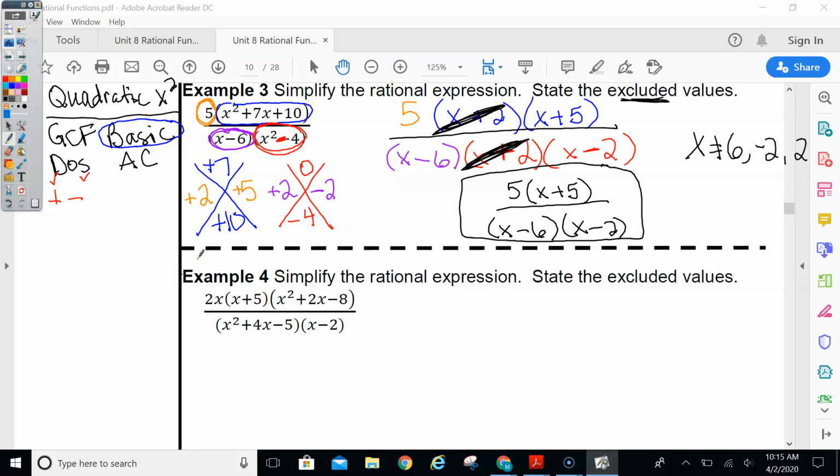Okay, so last one for simplifying. I'm going to go ahead and write this part. So if you look at the numerator, 2x doesn't have a thing to factor. So that's going to stay 2x. X plus 5 doesn't have a squared to factor. So that's going to stay x plus 5.